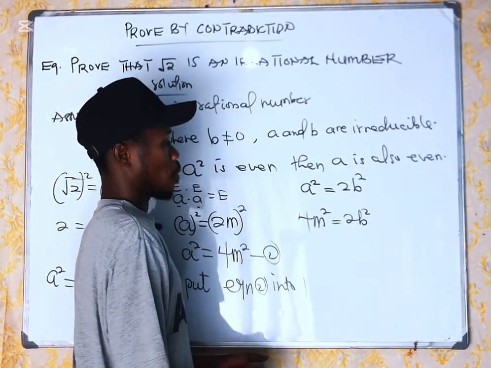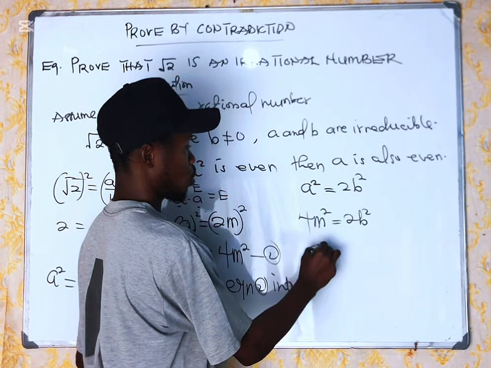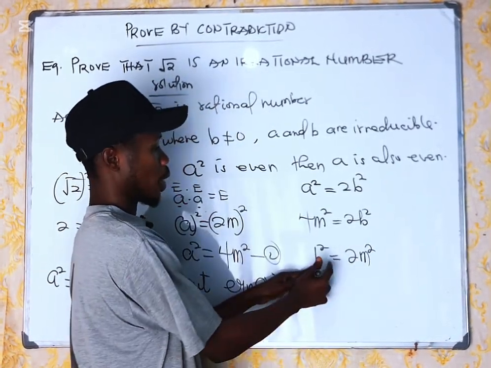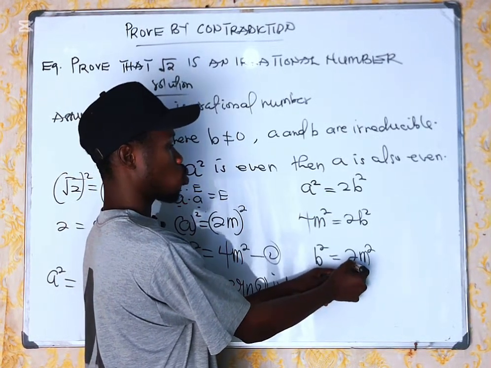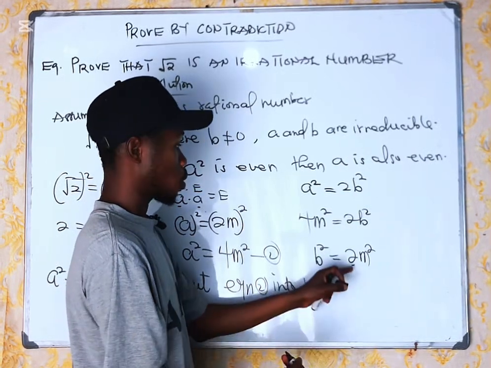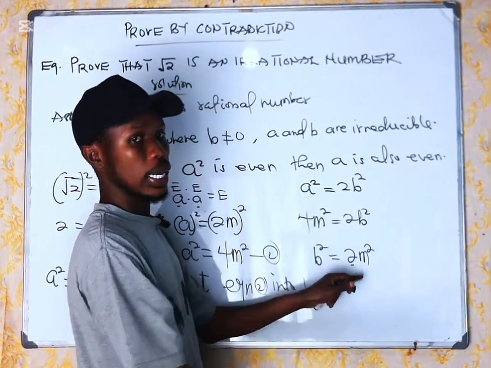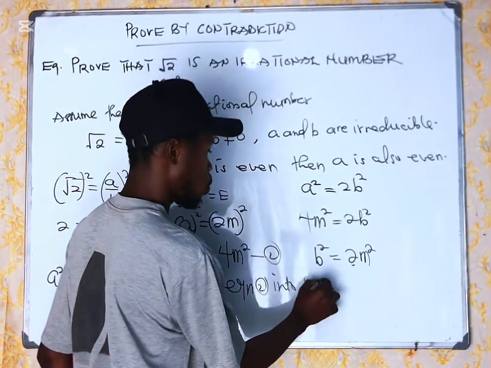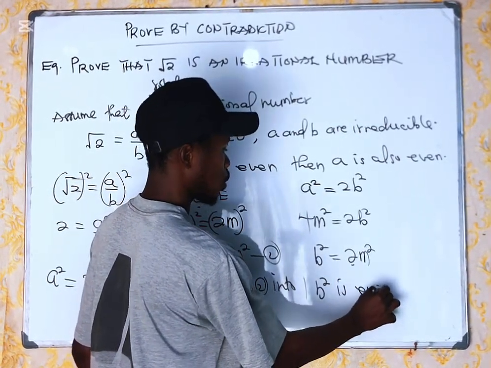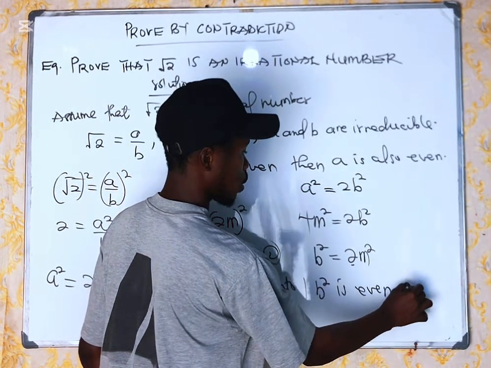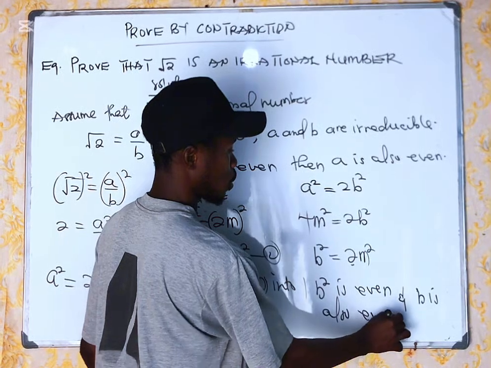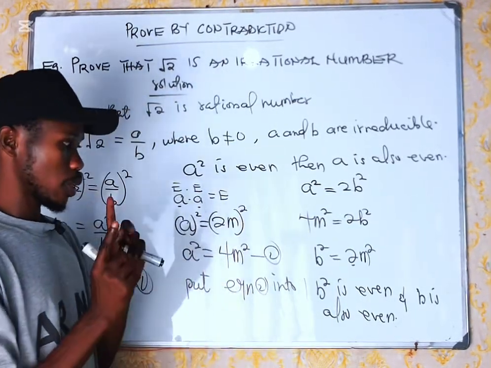So let me divide both sides by 2. That will give me b squared equals 2m squared. Now I realize that b squared is also equal to 2 times a certain integer, which means that b is also even, because 2 times any integer is an even number. So b squared is even, and b is also even. Is that okay? Now look at what is happening.